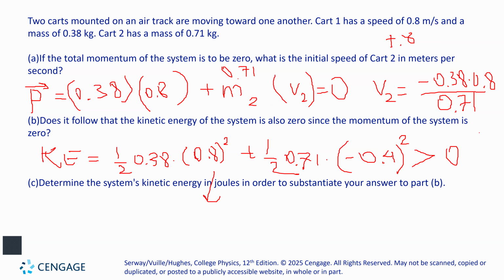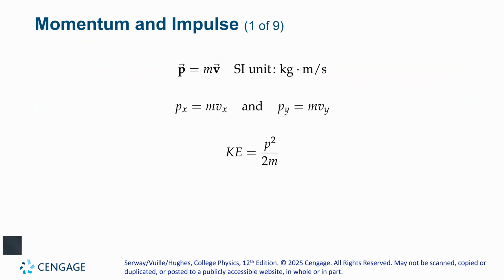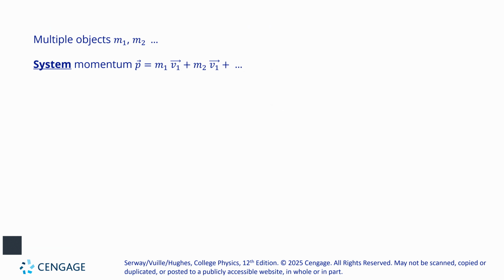Okay, so back to where we started, the momentum is mass times velocity. It's a vector. In one dimension, it means it can be positive or negative. In 2 dimensions, it means it has x and y components. And if you have multiple parts in the system, then you just add their momenta as vectors, taking care of the coordinates and the signs.